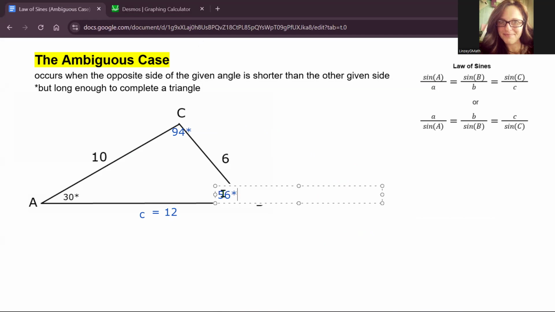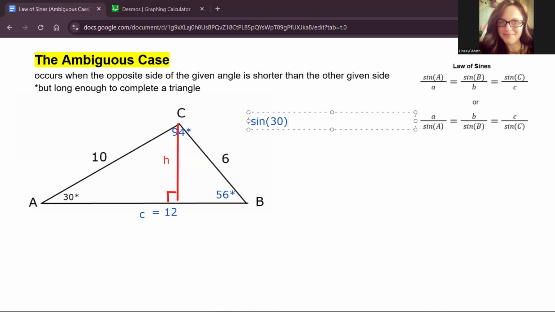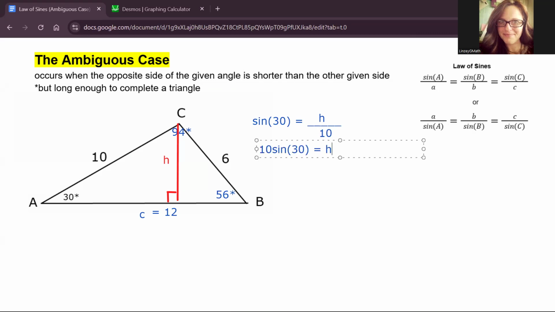Now let's explore the ambiguous case. I'm going to drop down a height right here, forming a right angle. I'm going to call this height H. And let's solve for H using our right triangle trigonometry. Sine of an angle, 30 degrees, is equal to the opposite side, H, over the hypotenuse, 10. And we'll multiply by 10, solving for H, and we get H is 5.